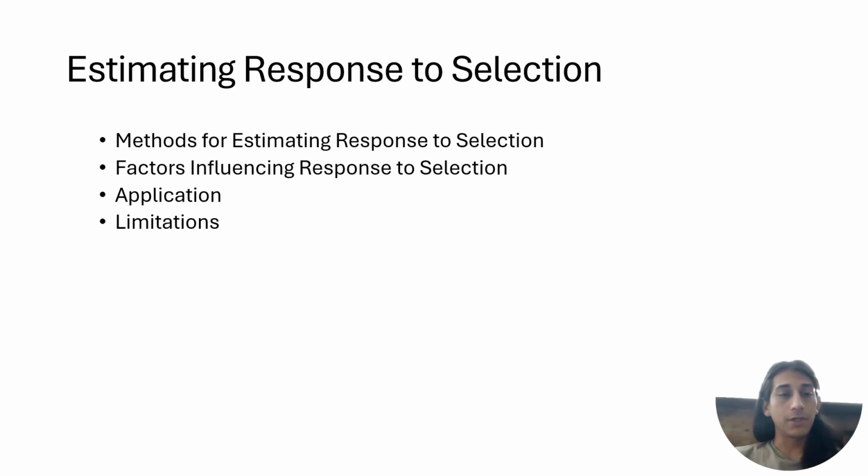And so we have the selection index theory, which involves the use of a selection index to combine information from multiple traits and predict the response to selection. So we have genomic selection, which uses genome-wide marker data to predict the genetic merit of individuals and estimate the response to selection. Factors that influence response to selection: heritability.